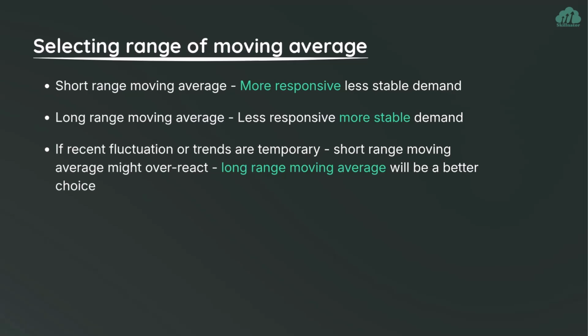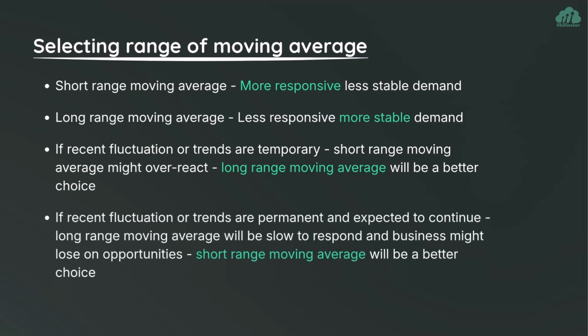On the other hand, if the recent spike in demand is of a permanent nature and business expects it to continue, then using a long-range moving average might be too slow to react to these genuine demand shifts. This is why choosing the range of moving average is not a technical decision or a mathematical decision. It's a business decision. The right choice depends upon the nature of the product, the life cycle of the product, and how quickly the business wants the forecast to react.